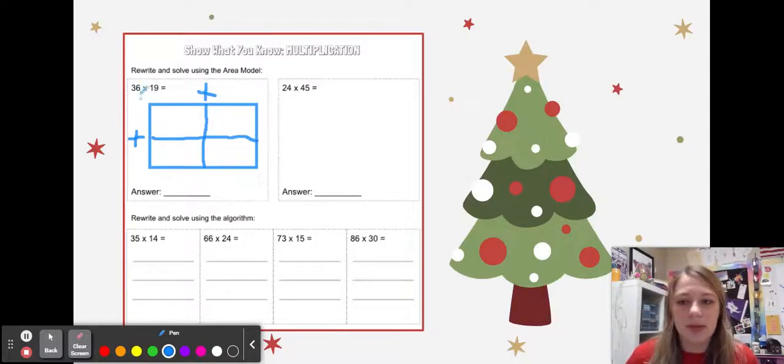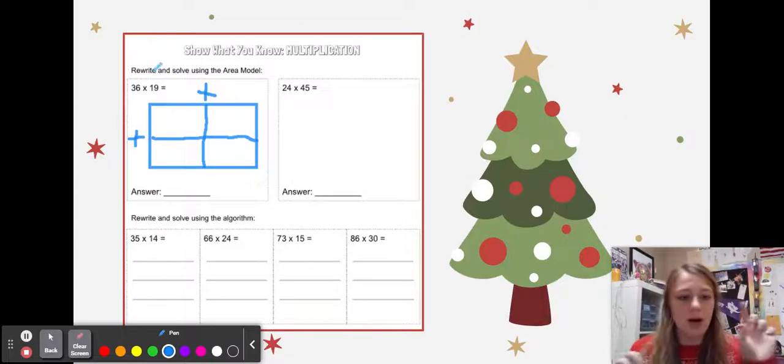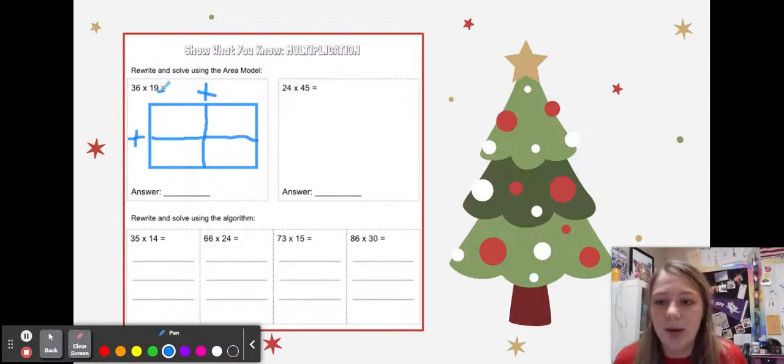If you would like to put your multiplication symbol in the corner, you can. But we need to break up 36 and 19 to put onto our area model. 36, we're going to take our tens place and our ones place. So it is going to break apart into 30 plus 6. So we have 30 plus 6 along the top, and then 19 will break down into 10 plus 9. So make sure you have 30 plus 6 and 10 plus 9.